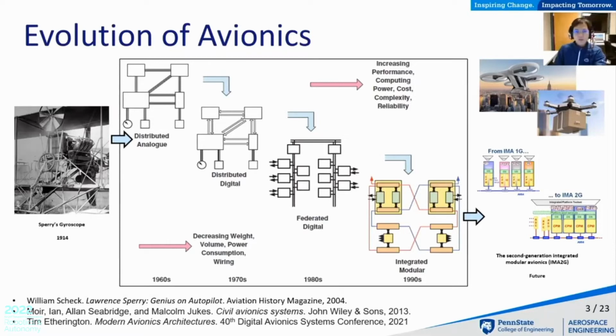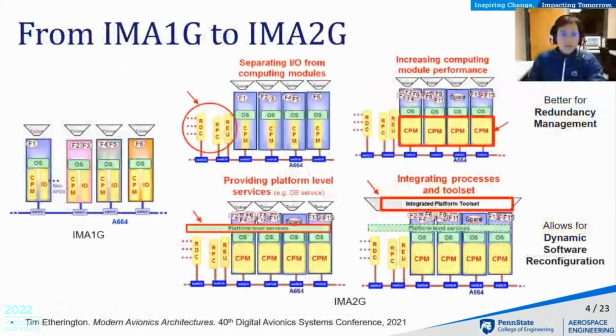And now, with the emergence of new aircraft like urban air mobility or delivery drones, there is a need to further reduce the size of avionics and to improve, or at least maintain, the same safety and reliability as larger aircraft. It is possible to achieve this objective by introducing a new architecture called the second generation integrated modular avionics. This slide shows the comparison between the first and the second generation integrated modular avionics.